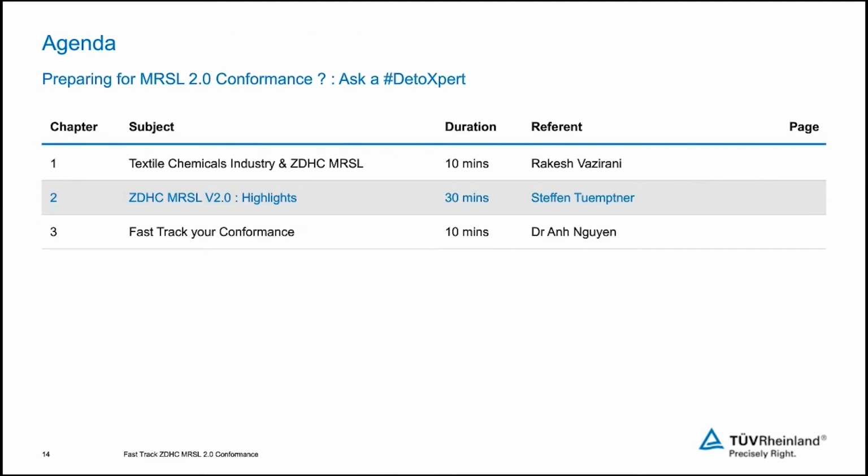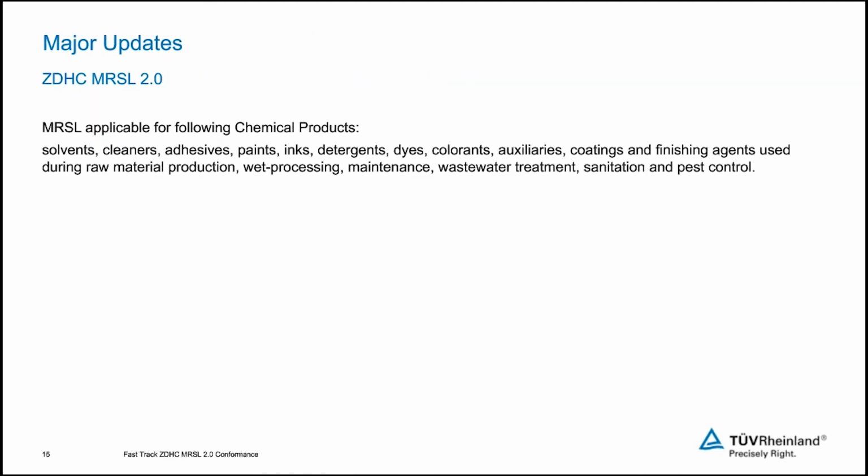Good morning and good afternoon from my side. In this next chapter, I would like to speak about ZDHC Manufacturing Restricted Substances List version 2.0 and the relevant changes. As you all know, the MRSL is applicable to chemical products from the textile and leather production. Here we have chemical product classes like solvents, cleaners, paints, inks, auxiliaries. This is just a small overview of different applications.